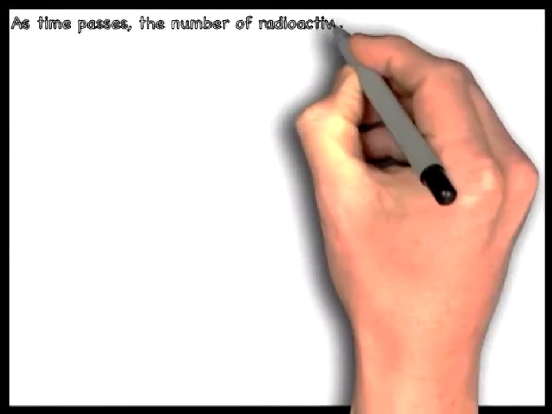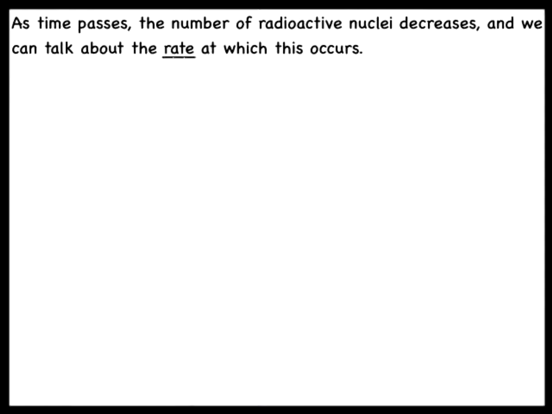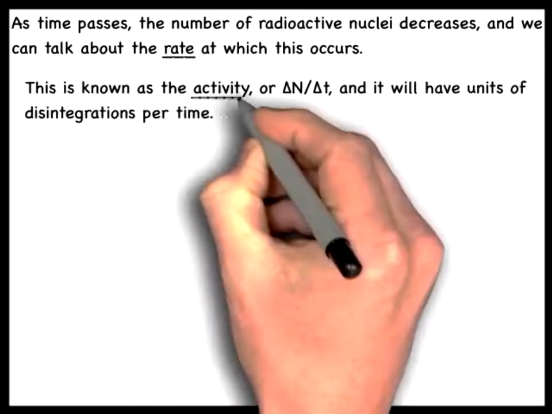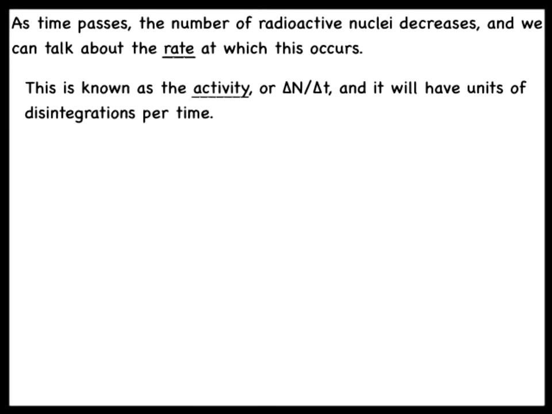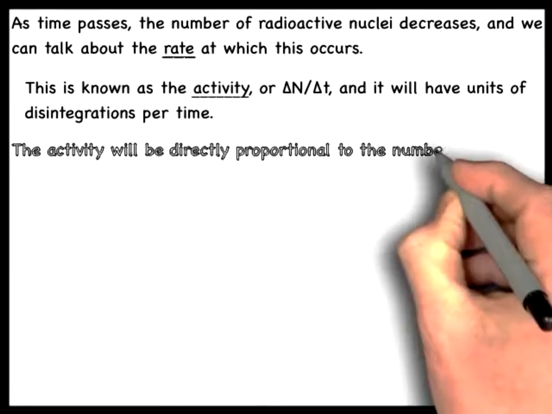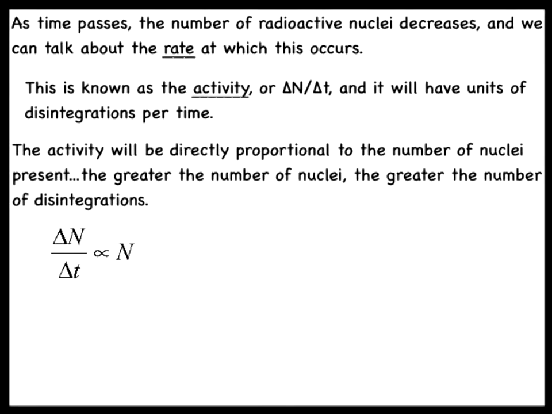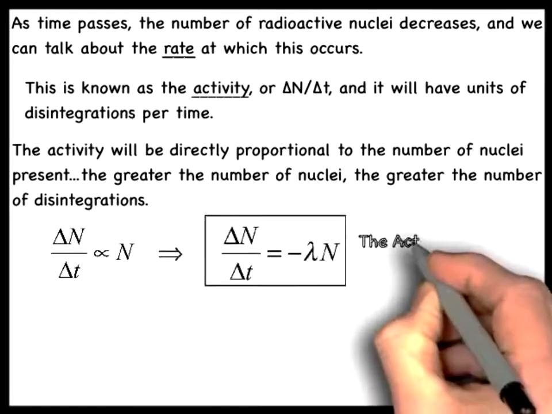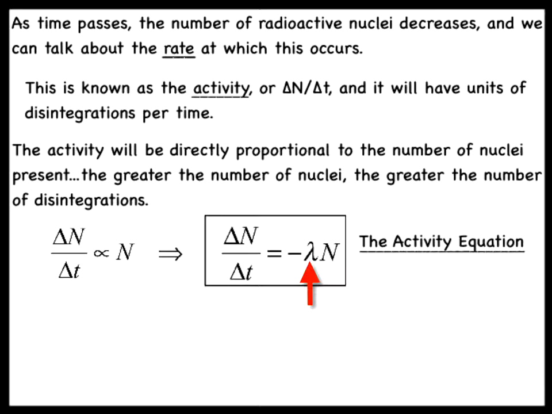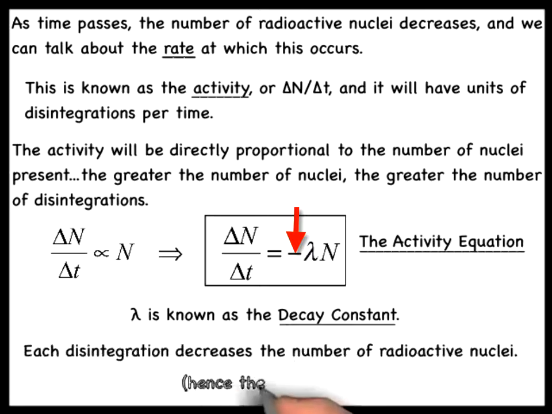As time passes, the number of radioactive nuclei decreases, and we can talk about the rate at which this occurs. This is known as the activity, or delta N over delta t, and it will have units of disintegrations per second. Since the decay of any one nucleus is random, the activity will be directly proportional to the number of nuclei present, since the greater number of the nuclei, the greater the number of disintegrations. We can make this proportionality an equality by multiplying the right side by a constant. Here it is lambda, which is known as the decay constant. A minus sign is in this equation because each disintegration decreases the number N of nuclei originally present.